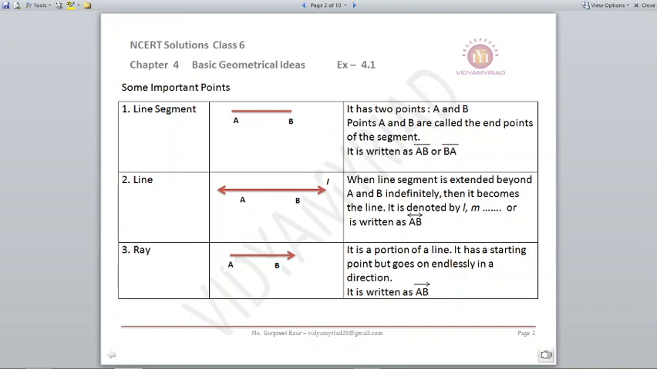Then let's talk about a ray. In the case of a ray, there is an arrow which will be going endlessly in a direction. You have a starting point A and there is a B also, but with an arrow mark on it. So to represent the line as a ray, we will write it as AB and there will be a ray sign. You can see an arrow mark. So this is all which you need to understand: what is a line segment, what is a line, and what is a ray. Based on this, we will be doing the questions ahead.